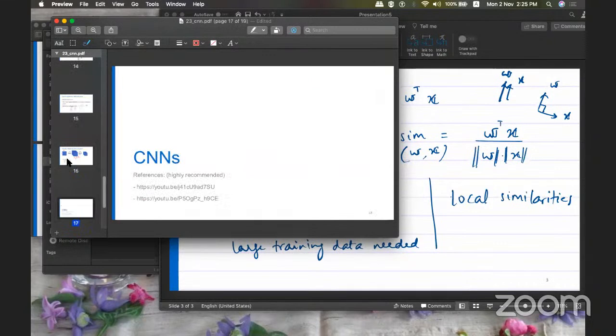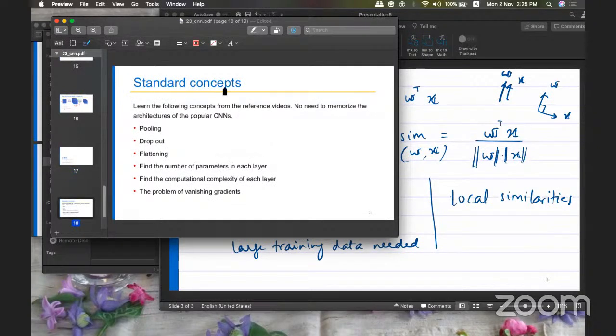There are 2 of my videos which I have recorded for Swayam, which are details of CNNs. You can watch these videos. They will introduce you to various concepts in CNNs. The first video is particularly important, and these are the standard concepts which you will be needing to get a feel of what CNNs are. One is the concept of pooling. One is the concept of dropouts, flattening.